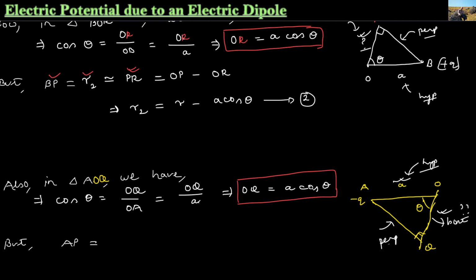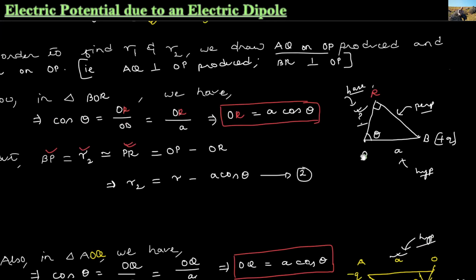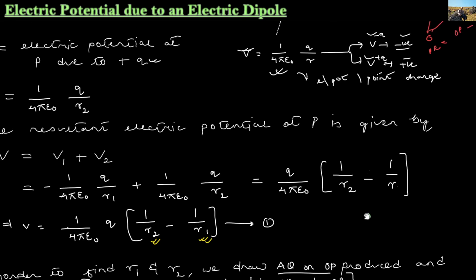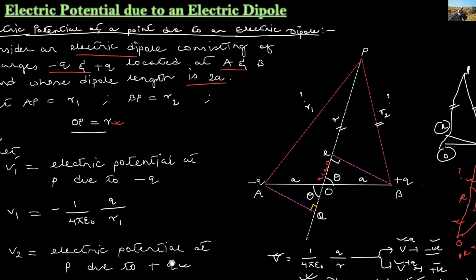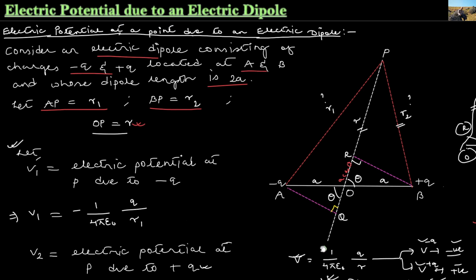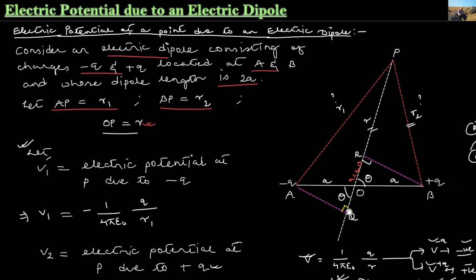Then we will find what is AP. When you look from the figure, AP is equal to R1. From here we have written that AP is equal to R1, BP is equal to R2. So when you draw this perpendicular, and when this line is very close, it is obvious that this... let me retrace the figure here.